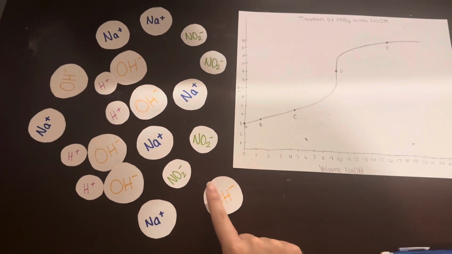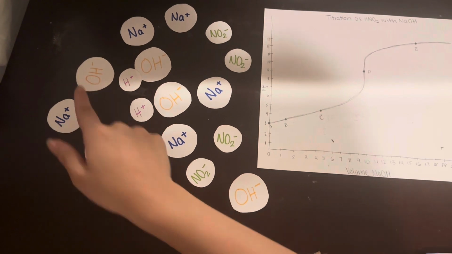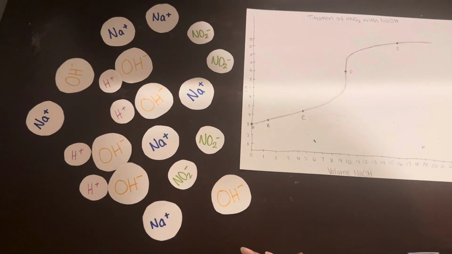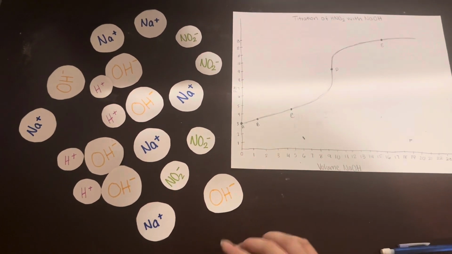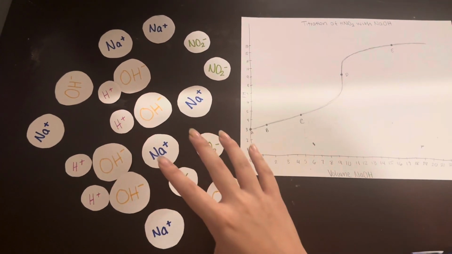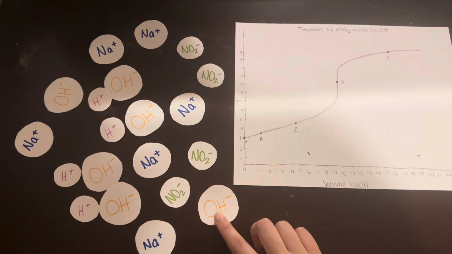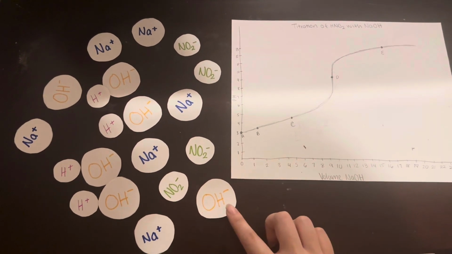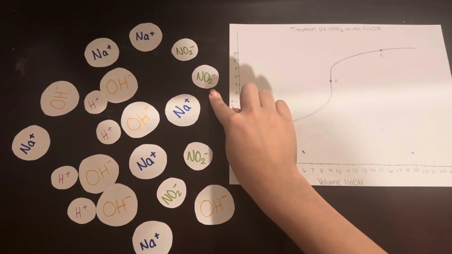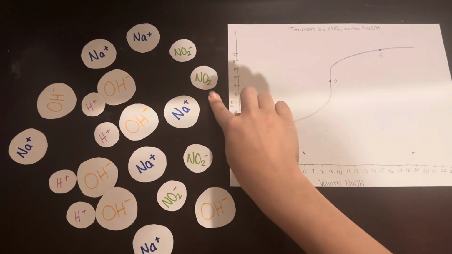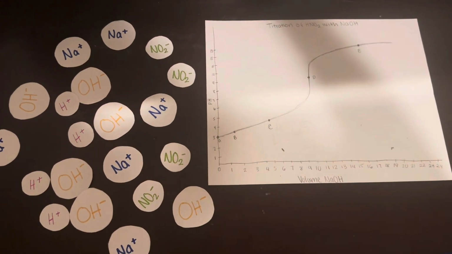Here, they fully dissociate, however, the OH minuses will not have any more hydrogen ions to neutralize with, leaving them to be present in the solution. Here, the pH will be greater due to the fact that there is a strong base, OH minus, as well as the conjugate base of the acid, NO2 minuses. Those are the species on the titration curve.